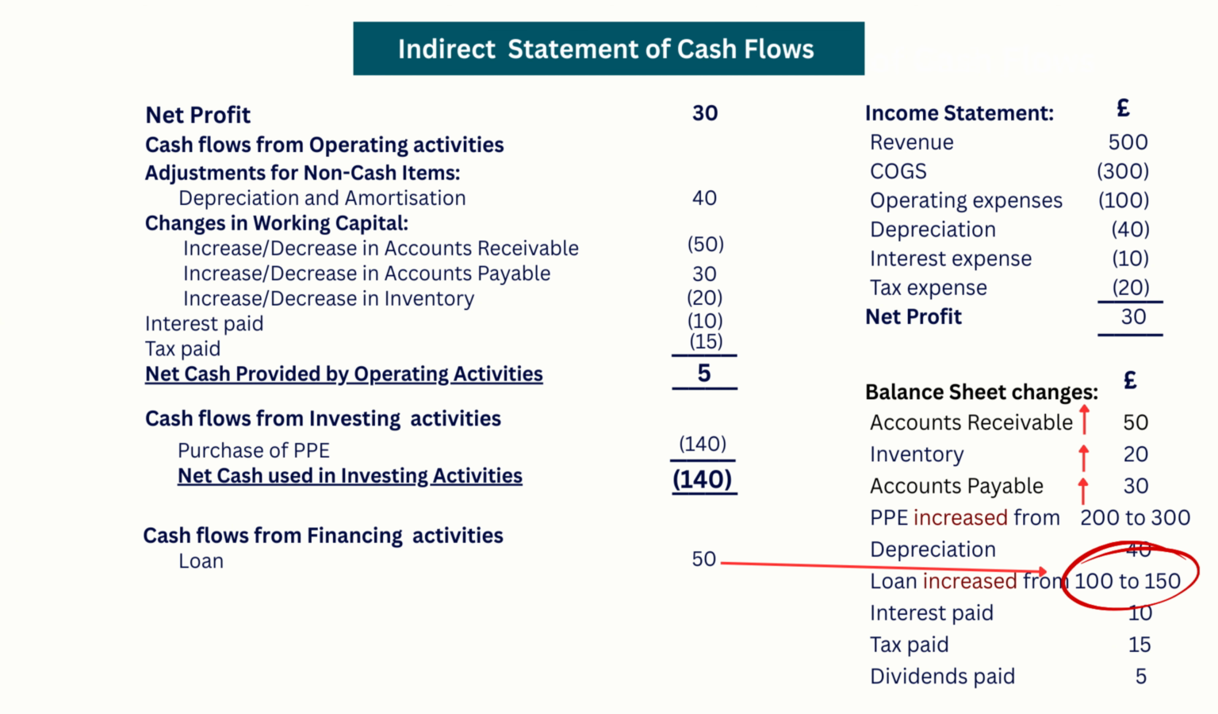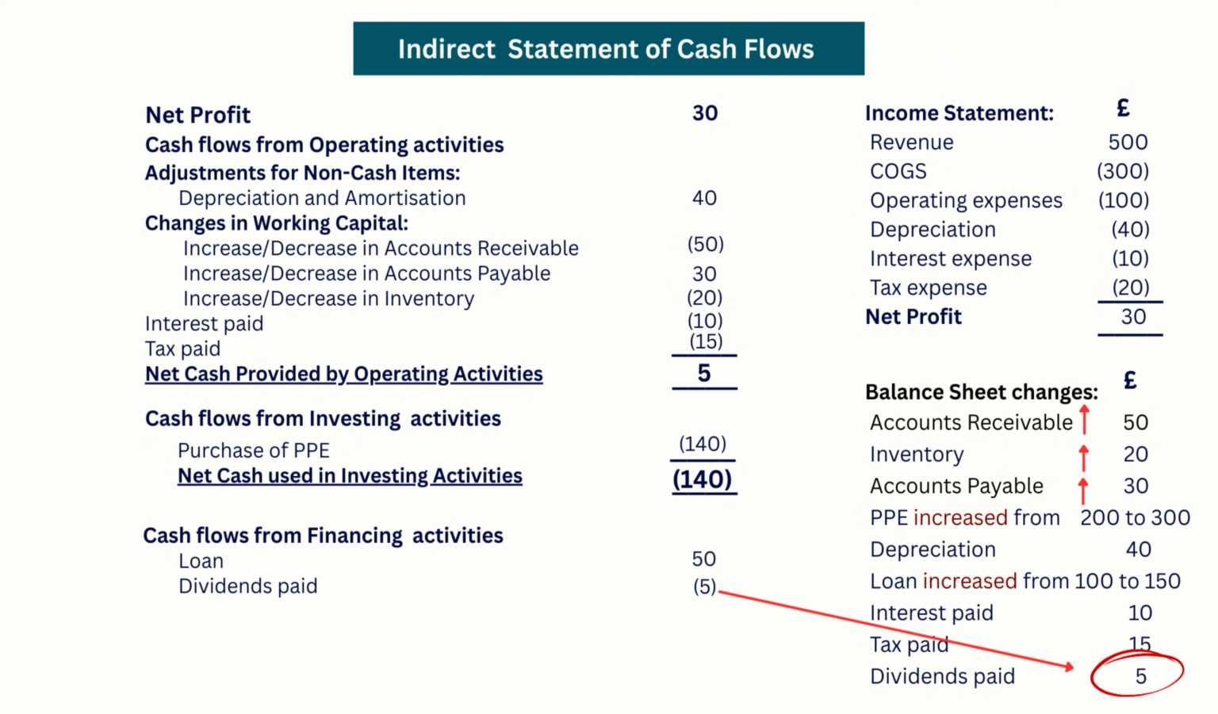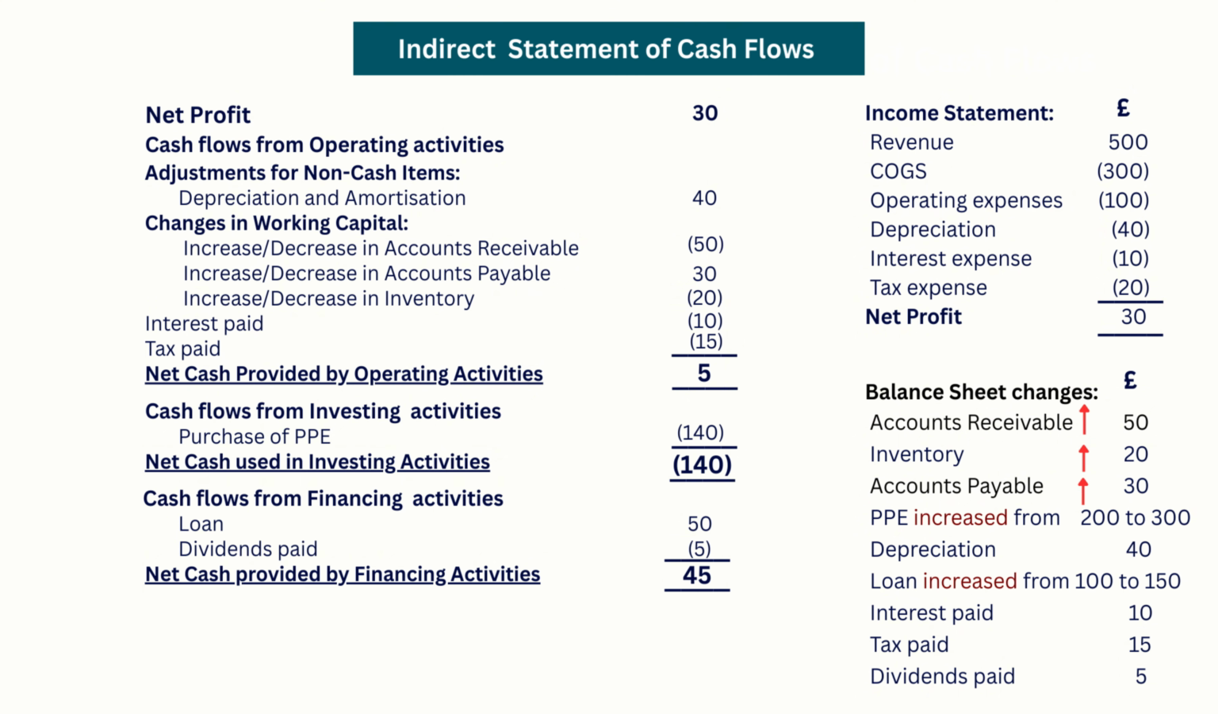Financing activities relate to long-term funding. Loan increased from 100 to 150, so company borrowed extra 50. Dividends paid is 5. Net financing cash flow is 45.